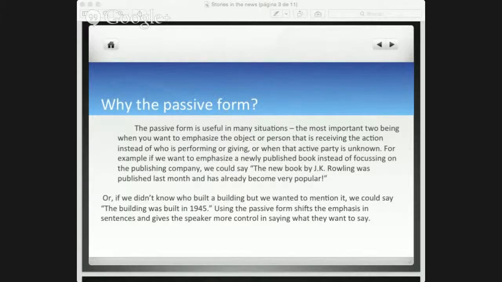The other way is if we don't know the active party. Right? So we could say the protest was started at 4 o'clock, but we don't know who started the protest, right? So if we want to emphasize a newly published book, instead of focusing on the publishing company, we could say the new book by J.K. Rowling was published last month and has already become very popular.